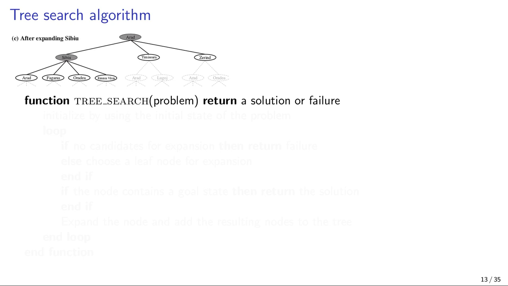So, a general scheme of a search algorithm. Let's try to implement a tree search where the input is a problem or environment. Think about the simulator: something that someone programmed for you, and you are up to finding a solution or failure, meaning there is no solution. We initialize by using the initial state of the problem, like putting the array in some data structure. So this is the starting node.